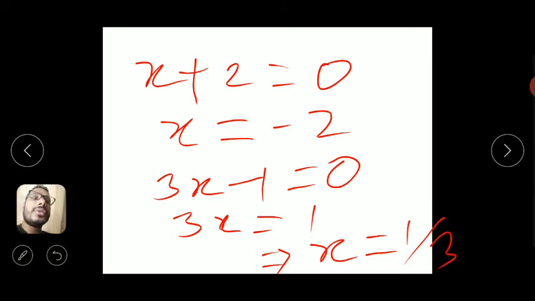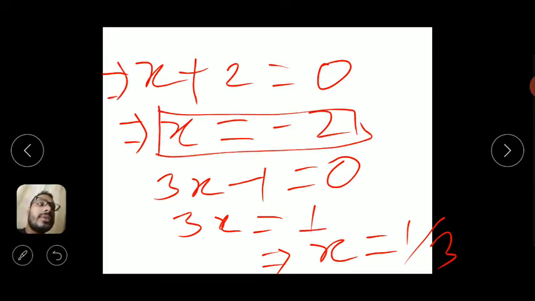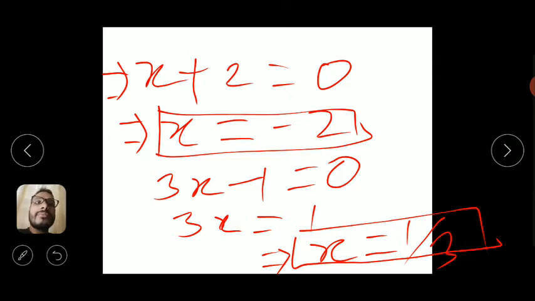The first solution is x equals to minus 2, and the second solution is x equals to 1 by 3. So these are the two solutions of the quadratic equation 3x squared plus 5x minus 2. So this is how we find the solutions of quadratic equations by the factorization method, right? Now moving to the next part.